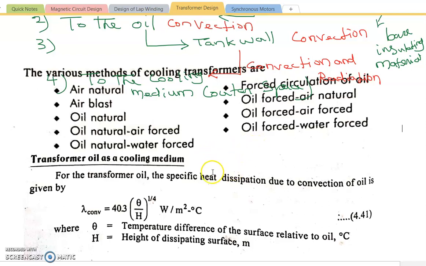So it depends upon the capacity of the transformer and the service of the transformer, whether it is in continuous service or short term duty. It depends upon the duty of the transformer. We can choose the type of cooling required for the particular transformer.